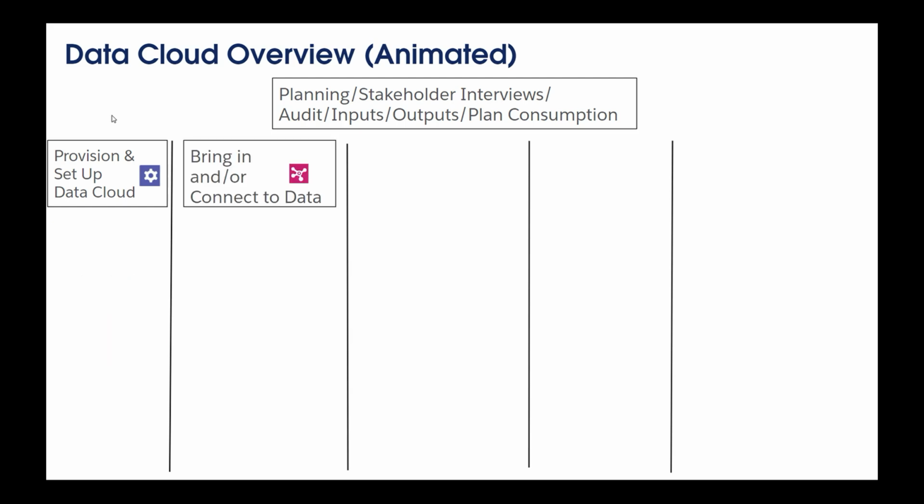And then the next step would be to bring in and or connect to the data. So the first step there is to do the connecting to the data sources, putting in the credentials so that you can be logged in to those external sources and access the data. And then ingesting the data, and this is where we start to see these special objects. The data source object, or DSO, is a temporary storage place when you first start ingesting data, and then it goes into these data lake objects, or DLOs.